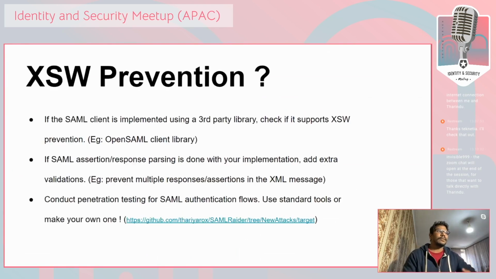So these are some preventive mechanism steps. If the SAML client is implemented using a third-party library, then you need to make sure that library is secure. Basically, let's say if you are writing a Java-based application, like the one I showed you, you can use OpenSAML kind of a library to do all the signature verification.